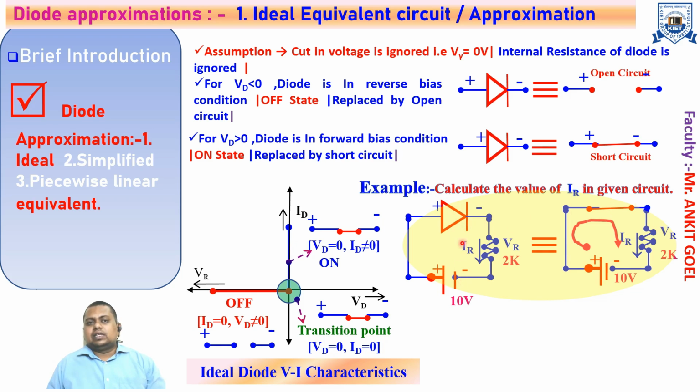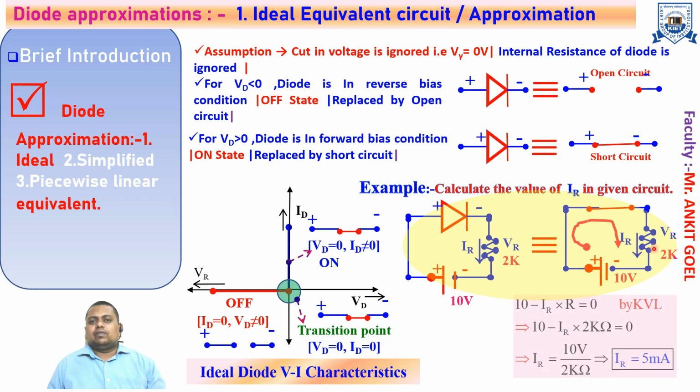So we will see by the polarity of the voltage, right? This diode is in the forward bias direction, so it is replaced by the short circuit, and this is the electrical equivalent model of this circuit, right? We have replaced the diode by the short circuit, and now I apply the KVL. The KVL is simple: 10 minus IR into VR is equal to 0.